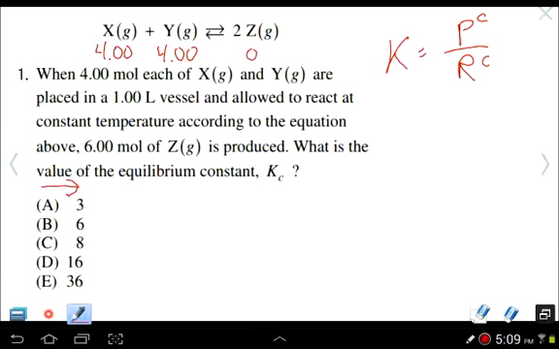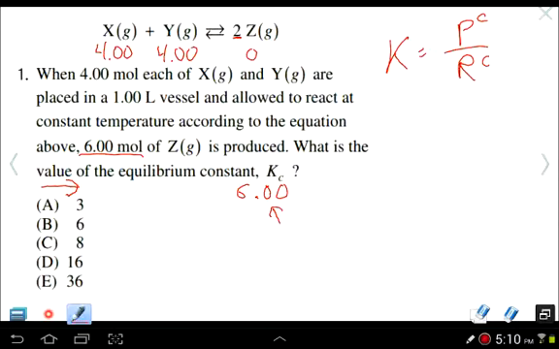Now, it says that we have 6 moles of Z at the end of the reaction. This is 6.00. Realize that if the reaction were to go to completion, then you would completely react all 4 moles and you would get twice as much. You would get 8 moles. But because we have 6 moles, this shows us that the reaction does not go to completion. In other words, it's an equilibrium reaction.